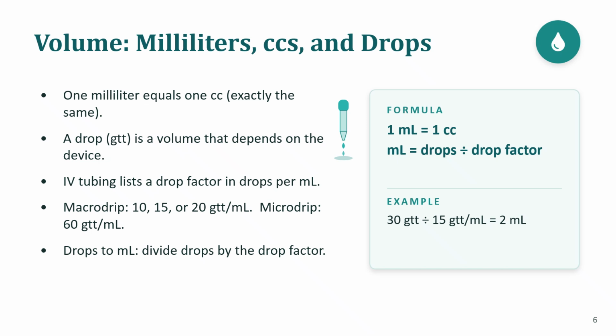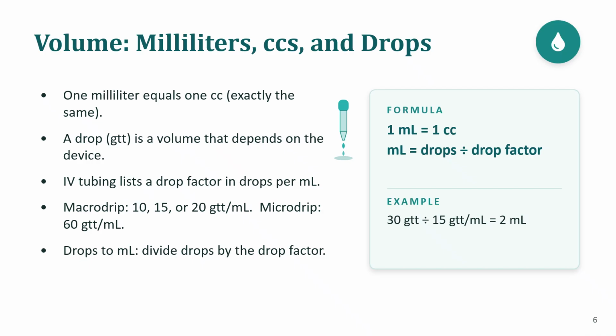A drop, abbreviated lowercase gtt, is a unit of volume, but the size of a drop depends on the device delivering it. For intravenous tubing, the package states a drop factor, which is the number of drops it takes to make 1 milliliter, written as drops per mL. Common macrodrip tubing delivers 10, 15, or 20 drops per milliliter, while microdrip tubing delivers 60 drops per milliliter.